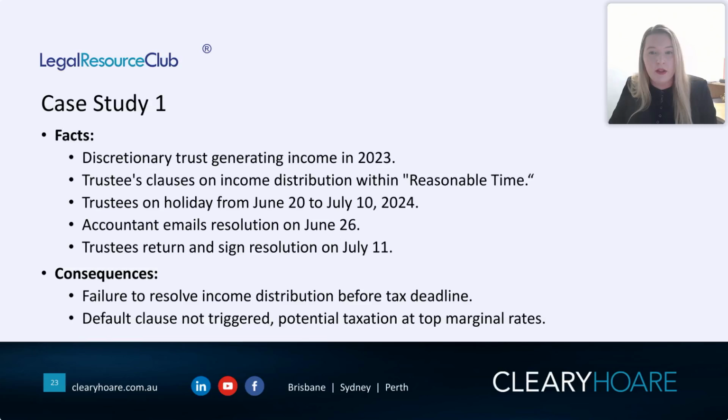Okay, so I've got 3 case studies for us to go through this afternoon. And the first one we have here is a discretionary trust that was generating income. There was a clause within the trust deed that essentially said that if the trustee has not within a reasonable time determined how the net income of the trust is to be distributed, then the income was to go to default beneficiaries. So it doesn't specify the end of the financial year, it just refers to a reasonable time, and that's given a very vague definition.